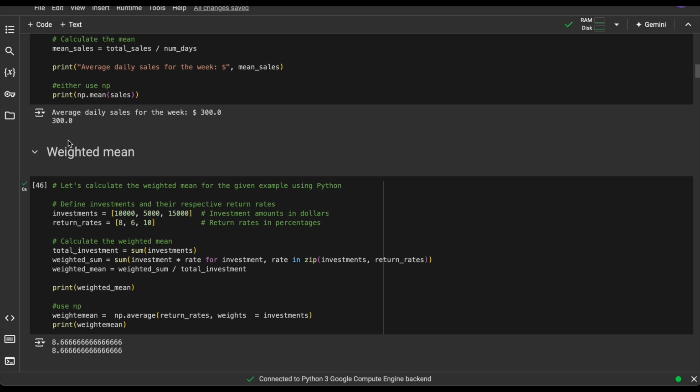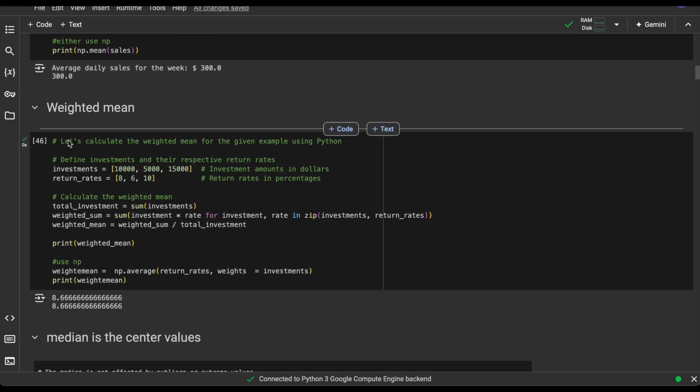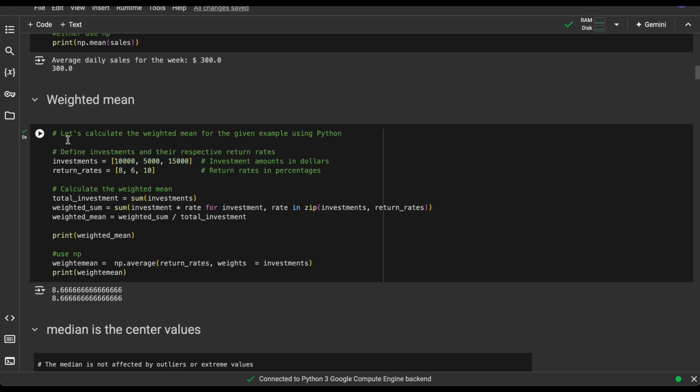And the next is the weighted mean. The weighted mean is incredibly useful when different values in a data set hold varying levels of importance. A simple mean calculates the average but treats every value as equal. A weighted mean allows us to give more influence to certain values based on their significance.